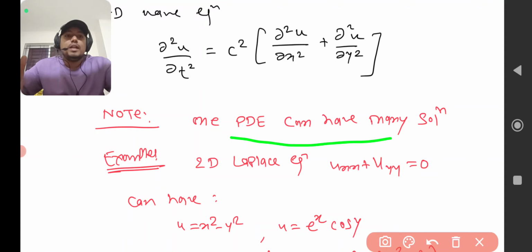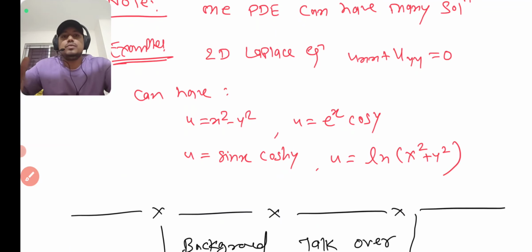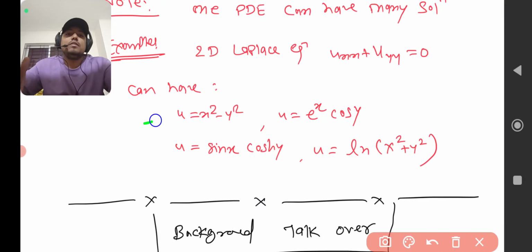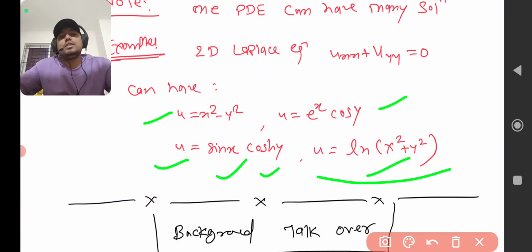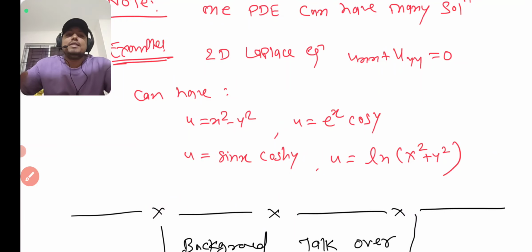For example, the Laplace equation itself, uxx plus uyy is equal to 0. For this itself we can have 4 different solutions: u is equal to x square minus y square, u is equal to e power x cos y, sin hx cos hy. Whenever you see sin hy cos hy, they are hyperbolic functions, guys. Be careful, it is not a trigonometric function. And u is equal to ln of x square plus y square. These are the solutions.